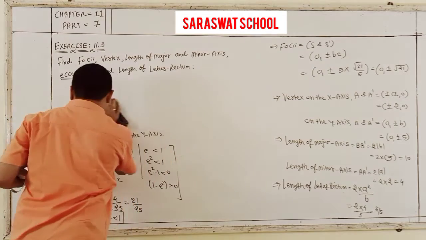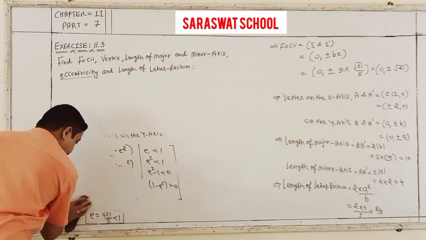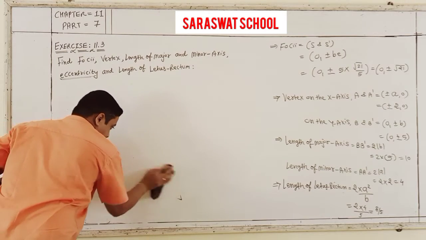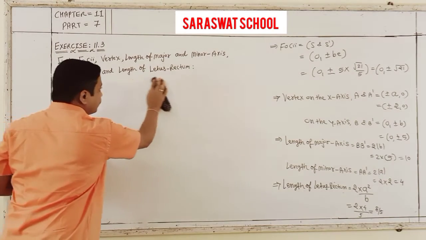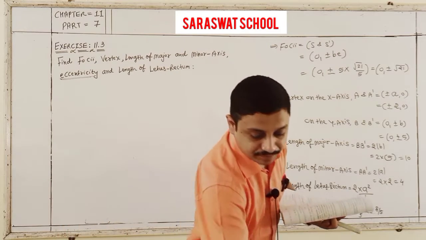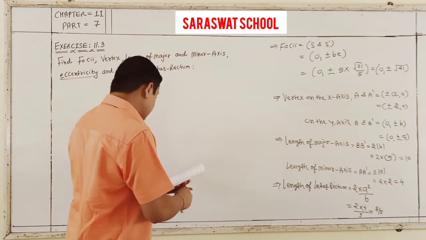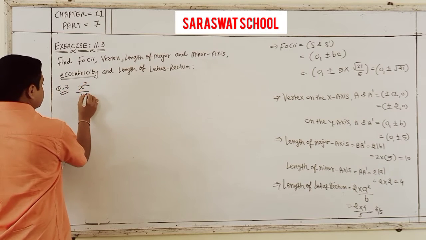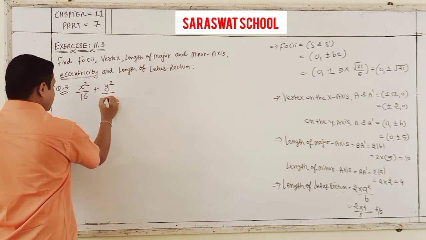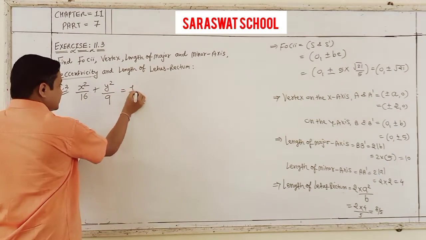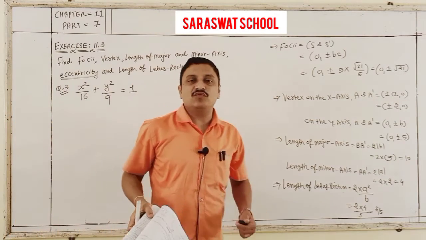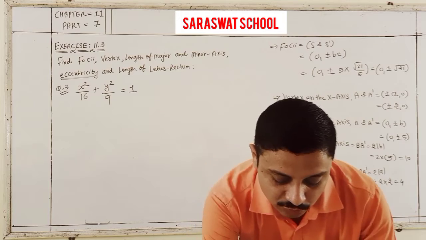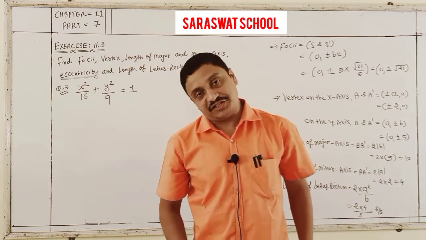Given the ellipse x square by 16 plus y square by 9 is equal to 1, question number 3. Just follow the steps related to the major axis and the minor axis.